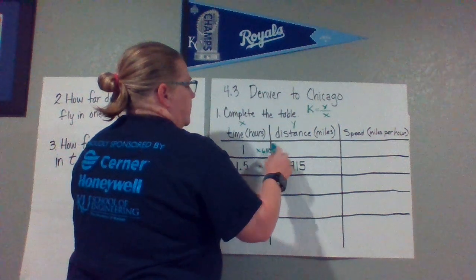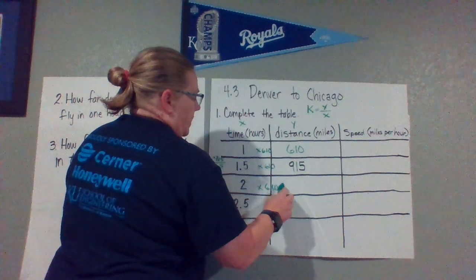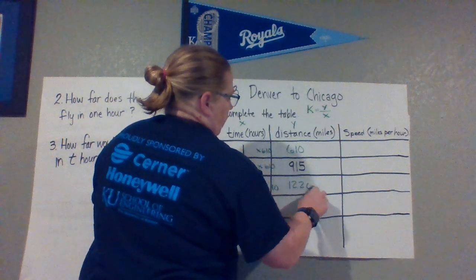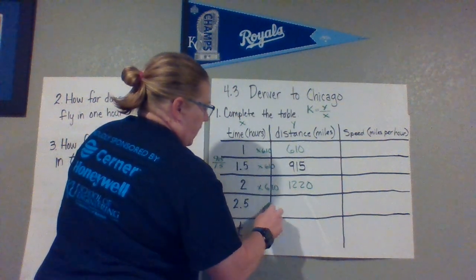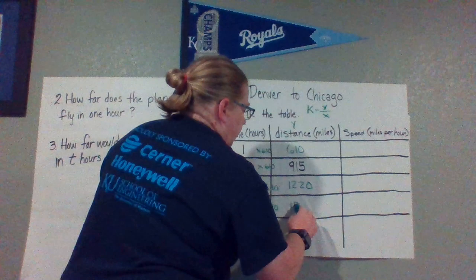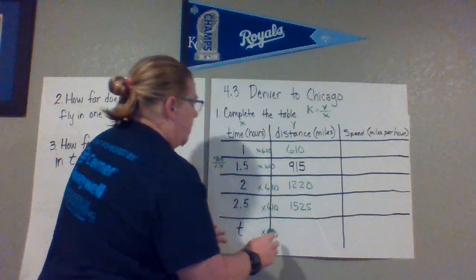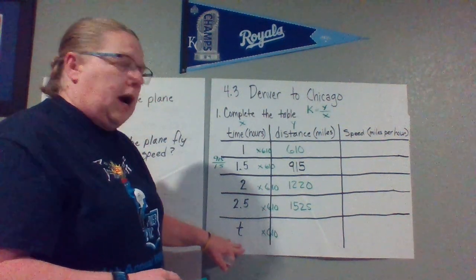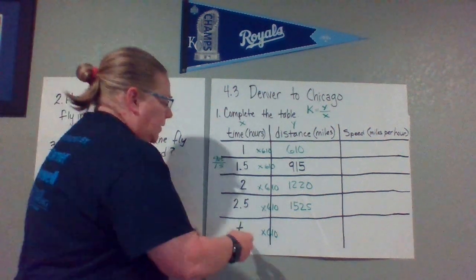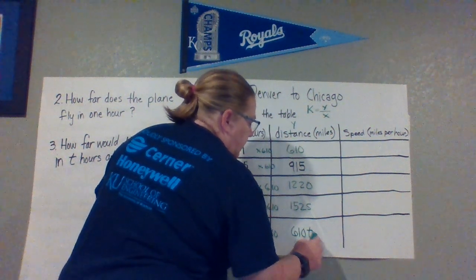We've got 1 times 610, which would be 610 here. 2 times 610 is going to give us 1220. 2.5 times 610 is going to give us 1525. And then t times 610, so this is an unknown amount of time. It shouldn't matter how many hours, or how many minutes less than an hour, I complete a trip, I'm still going to multiply that variable by 610. So this would be just 610t.